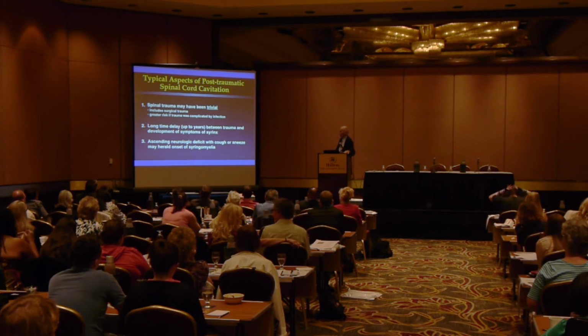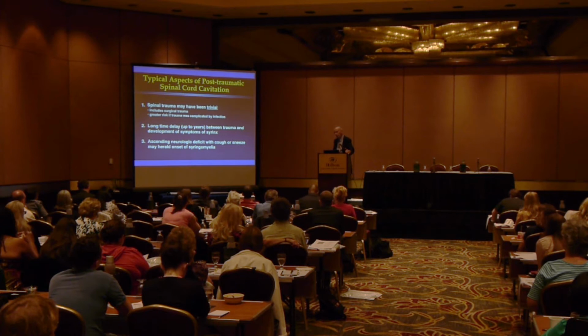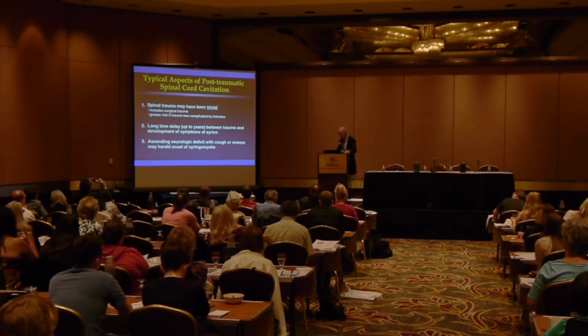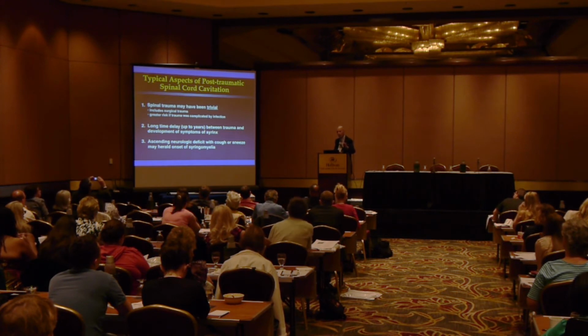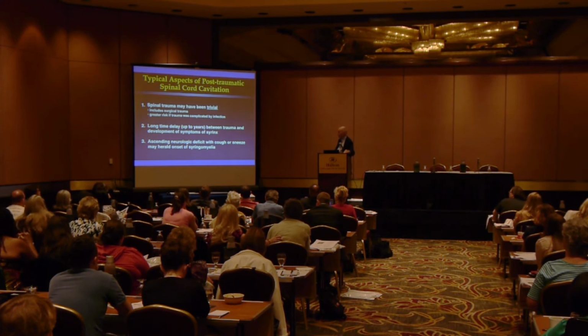Now, there are some practical and interesting aspects to post-traumatic spinal cord cavitation. The trauma may have been trivial, because all that is necessary to set the stage for a partial obstruction of the subarachnoid space is for some little bit of blood to escape into the spinal fluid and set up a scar, or some other mechanism, stretching of tissues to set up scar, which can then delay the flow of spinal fluid along the outer surface of the cord.